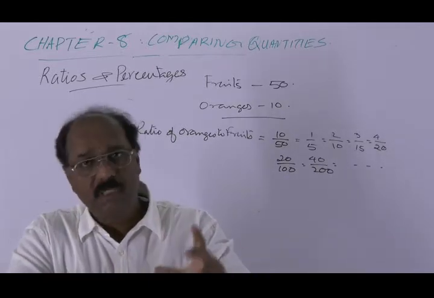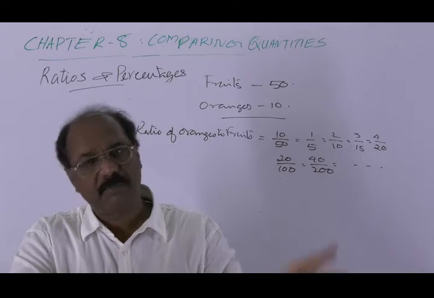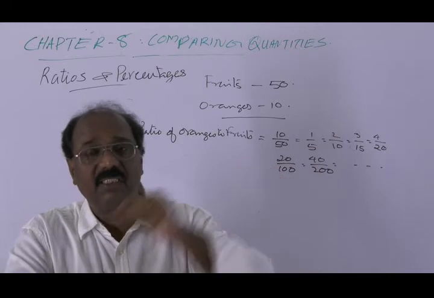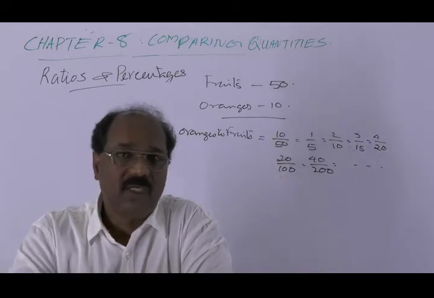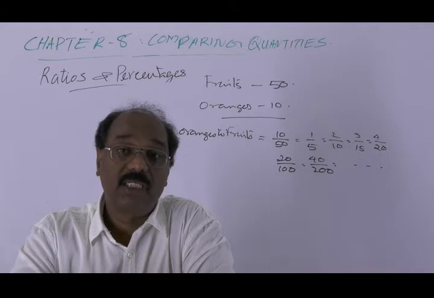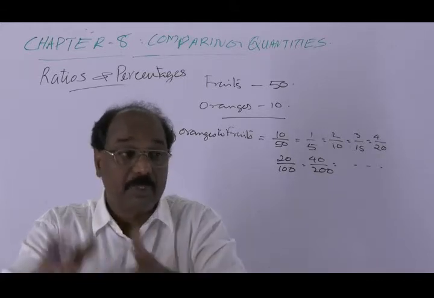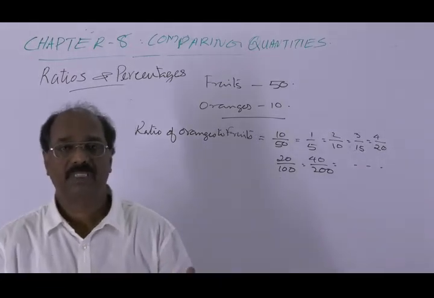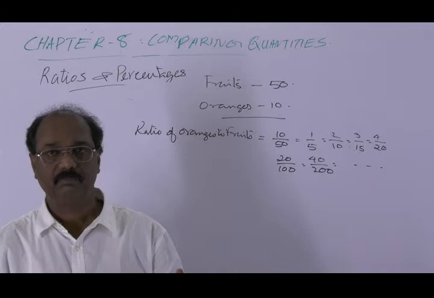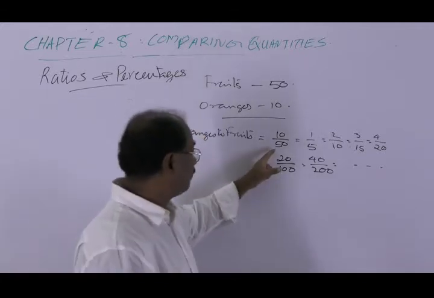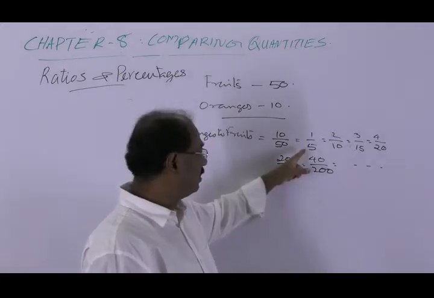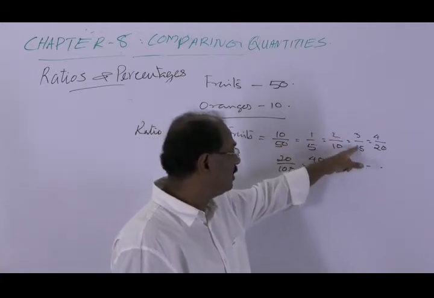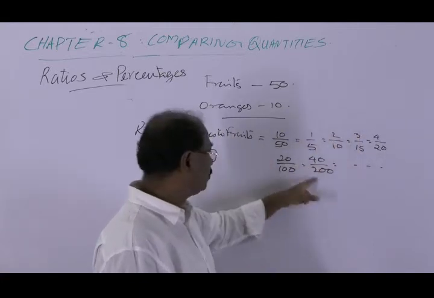If we know the actual number of the comparing quantities, then the ratio is this. But if we are given the ratio without the actual numbers, we cannot say the exact number of those two quantities, only that proportion. In that proportion, these two are represented in this form. That means for 50 fruits, 10 oranges. Correspondingly, for 5 fruits, 1 orange; 10 fruits, 2 oranges; 15, 3; 100, 20; 200, 40.